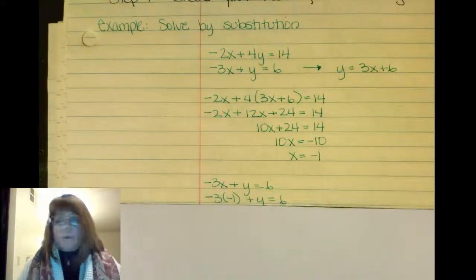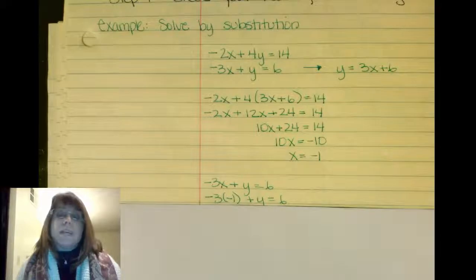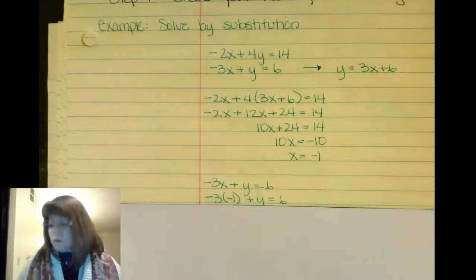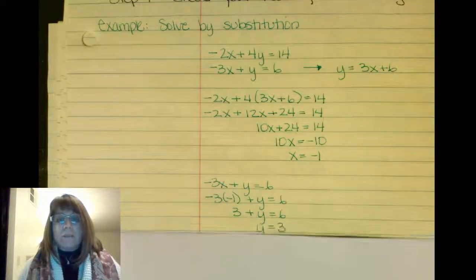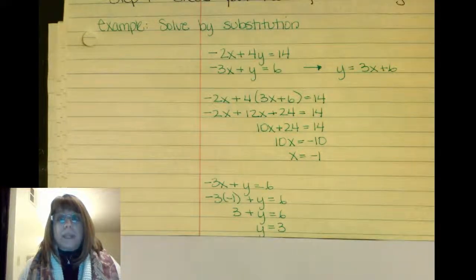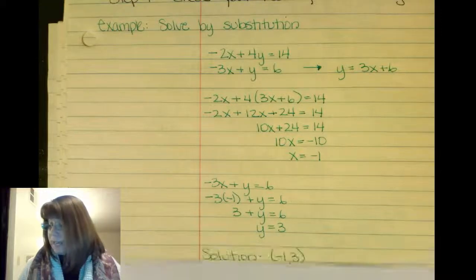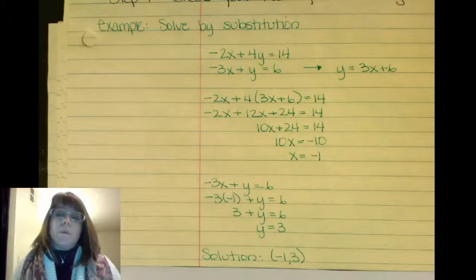I'm going to plug in negative 1 wherever I see an x, so negative 3 times negative 1 plus y equals 6. 3 plus y equals 6. Subtract 3 from each side, so y equals 3. So my solution set is -1, 3.